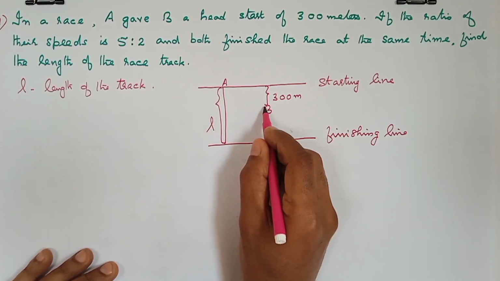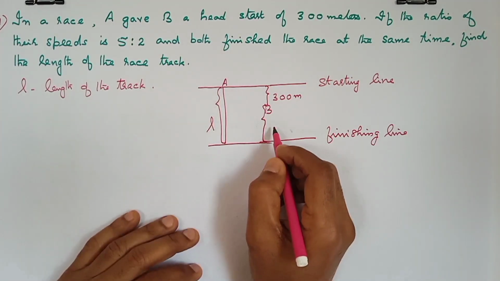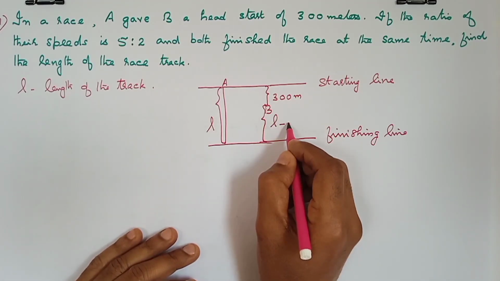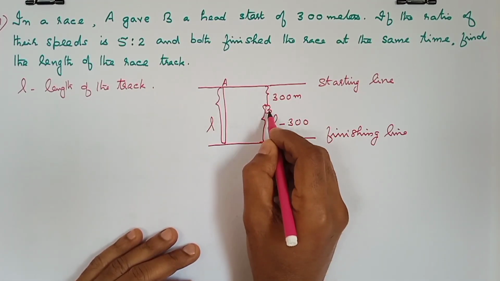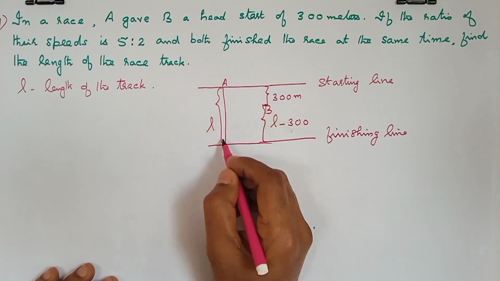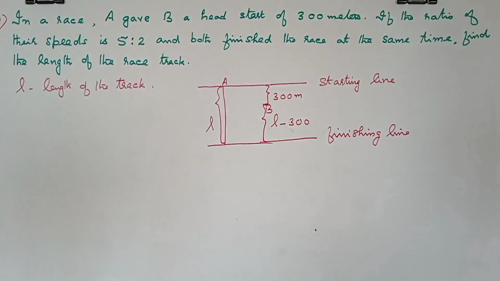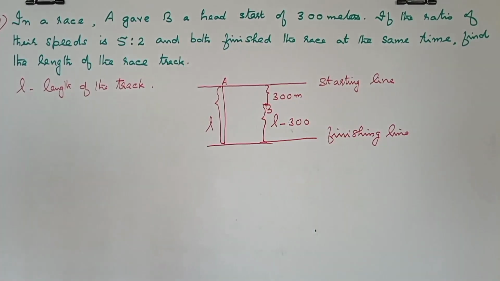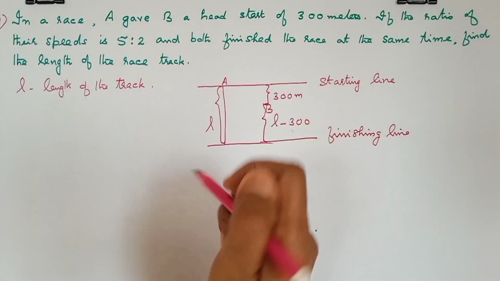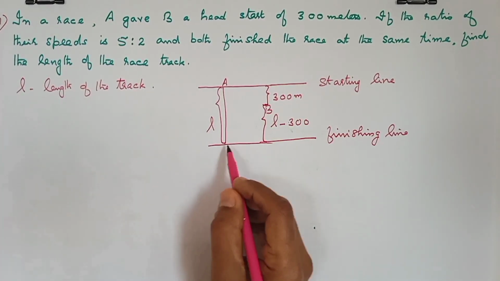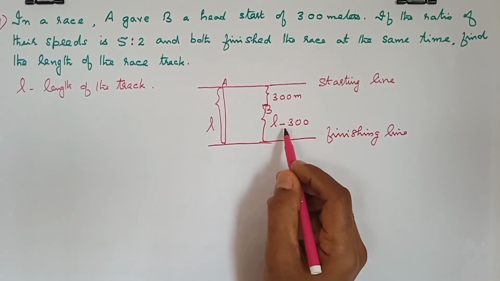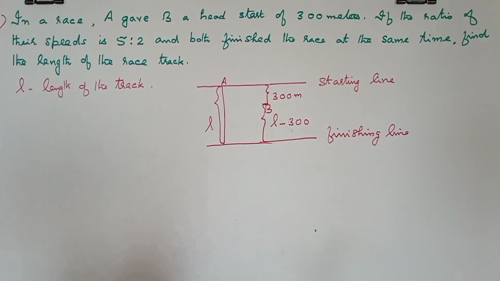And it's given that they've both finished the race at the same time, which means B is running a distance of L minus 300 meters, whereas A covers a distance of L meters during the same time. We don't know what time they took, but during whatever time A finished a length of L meters, B was able to finish a length of L minus 300 meters. That's the meaning of the question.